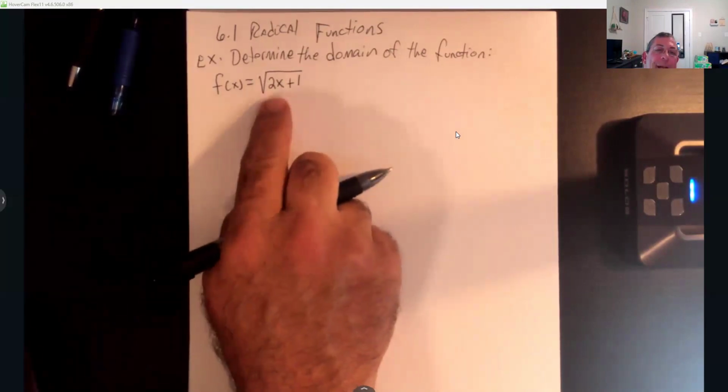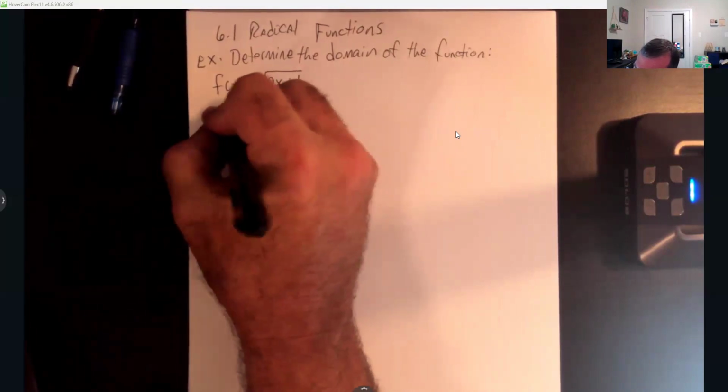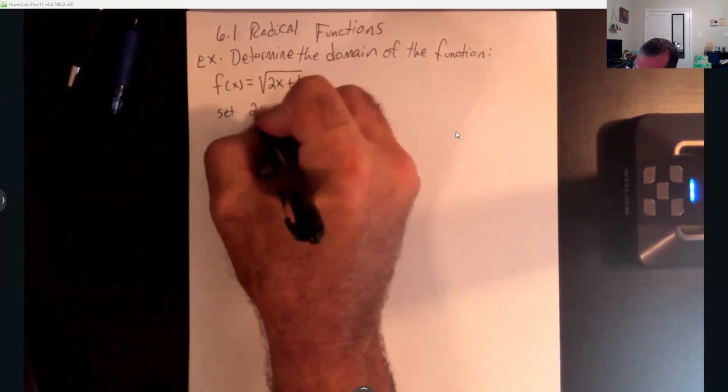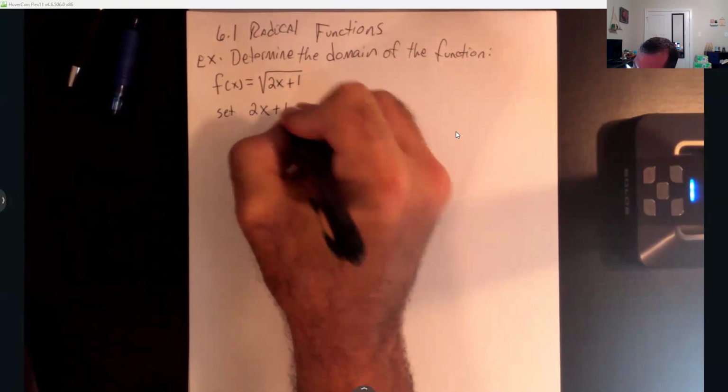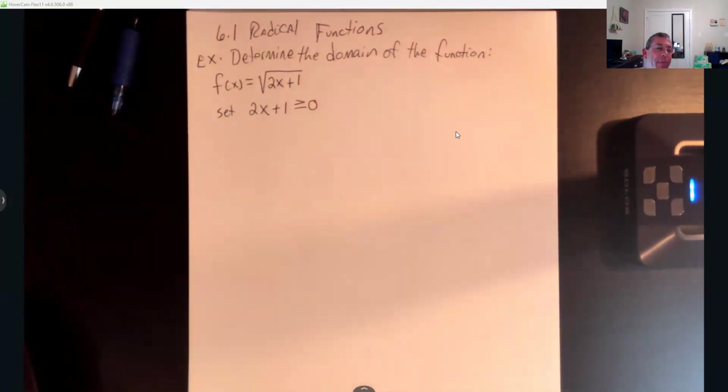So just like support, I do have a radical. So since I got a radical, we need to set 2x plus 1 greater than or equal to 0. We're going to solve that for our x. Once we solve it for the x, we'll find our domain. All right, so tell me, what is my x going to equal for this one?